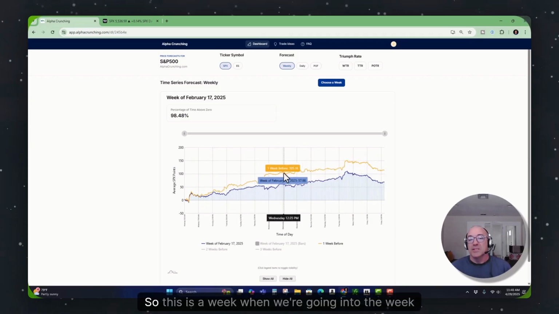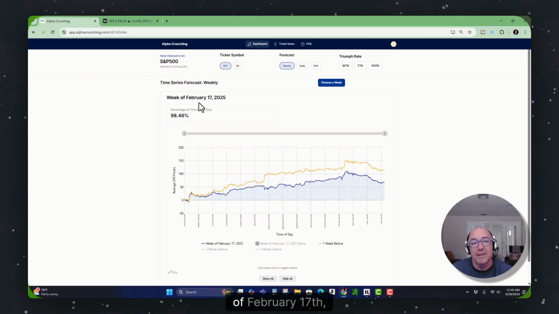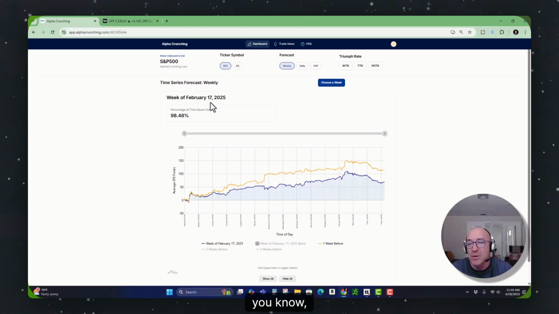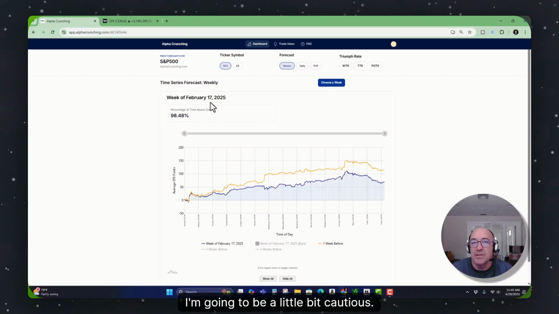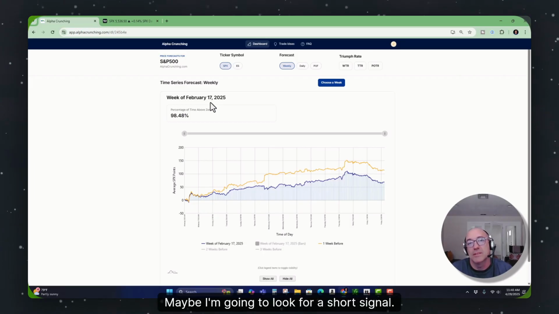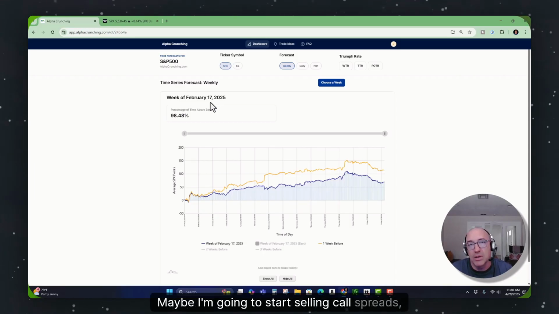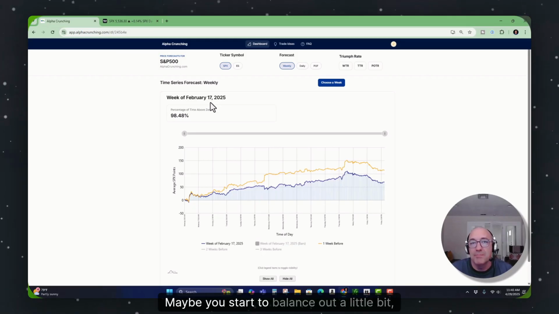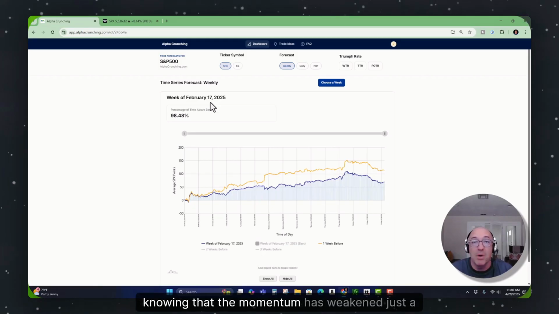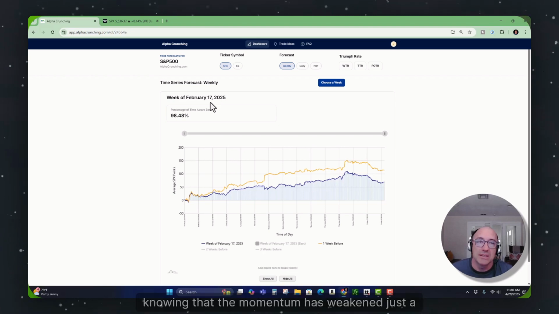So going into the week of February 17th, we're saying, hey, there's a little bit of a slowdown here. I'm going to be a little bit cautious. Maybe I'm going to look for a short signal. Maybe I'm going to start selling call spreads because I'm still long from last week. Maybe you start to balance out a little bit, knowing that the momentum has weakened just a little bit.